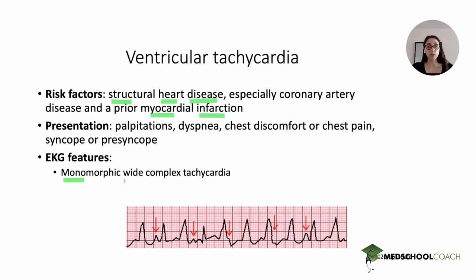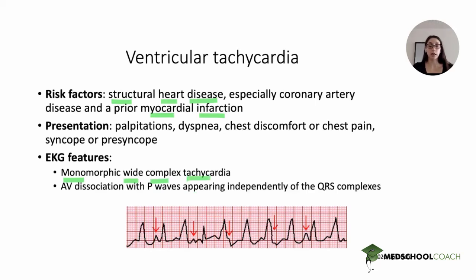Wide complex, so greater than 120 milliseconds tachycardia. And a key finding for VTAC, if you weren't able to identify it just on the presence of the monomorphic wide complex tachycardia, is going to be the presence of AV dissociation. In other words, atrioventricular dissociation, where the P waves are going to appear completely independently of the QRS complexes. And that's because this rhythm is not sinus rhythm, right? It's originated elsewhere, so there's not going to be a QRS associated with each P wave.